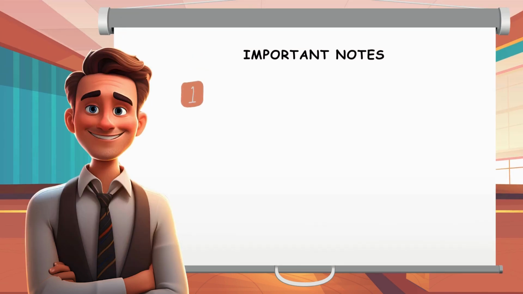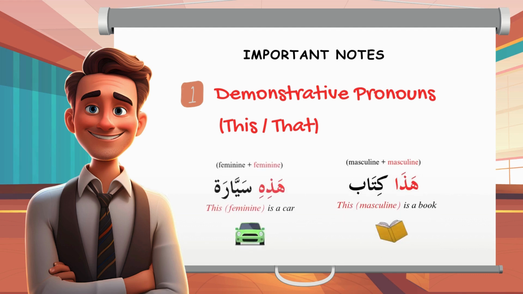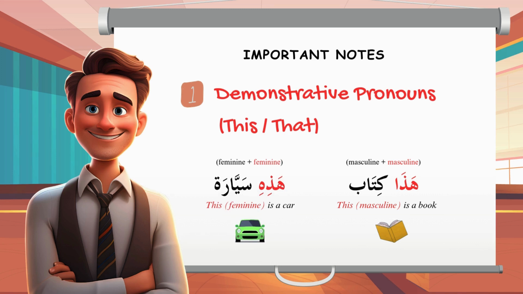Number 1. Demonstrative pronouns, such as this and that. For example, هذا كتاب, this is a book, هذه سيارة, this is a car. We can see from the examples that Arabic uses different words for this, based on gender. This, for a masculine noun, is هذا, and this, for a feminine noun, is هذه.